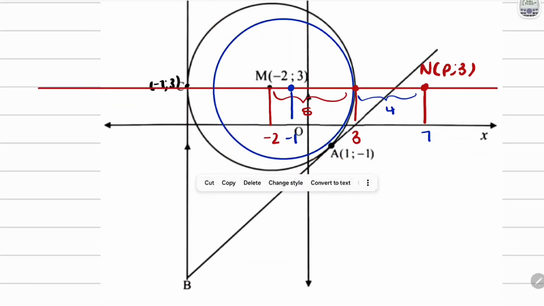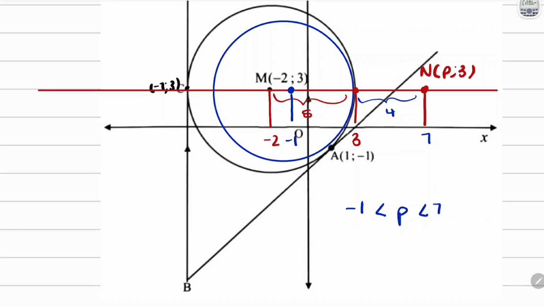How we can write that is like this. We can actually say that p needs to be greater because it shouldn't go anything beyond -1, right? Meaning it needs to be values that are bigger than -1. So greater than -1, but less than 7. Okay, and that will be the first part.